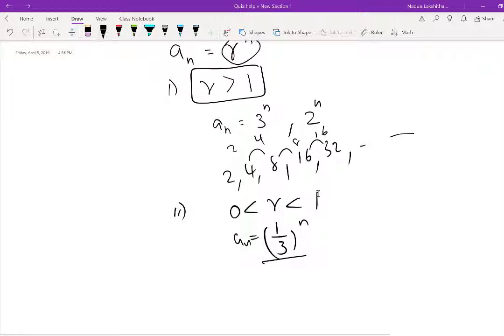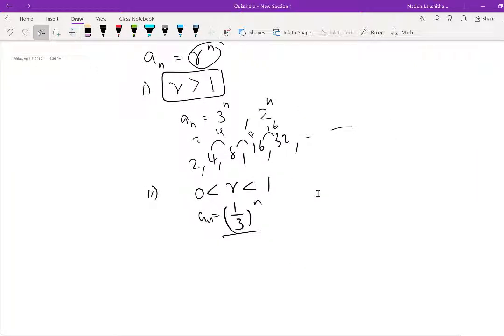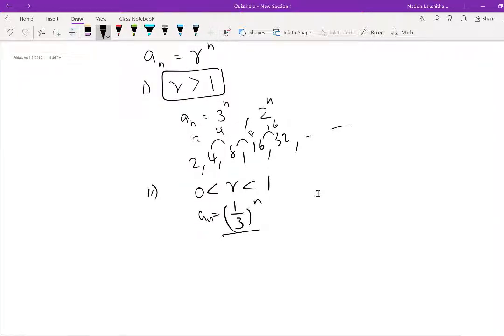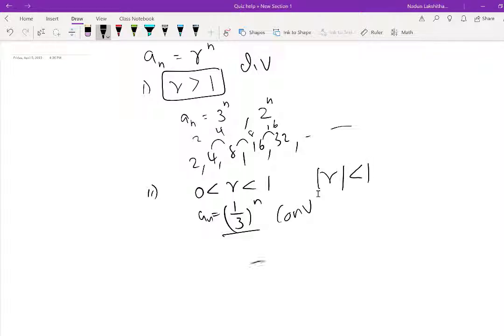So we can come up with a general criterion: when r is greater than 1, this type of sequence is divergent. But when r is less than 1 but greater than 0, then it's a convergent sequence. In fact, this will be convergent for absolute value of r less than 1. That means even when r is greater than -1 and less than 1.